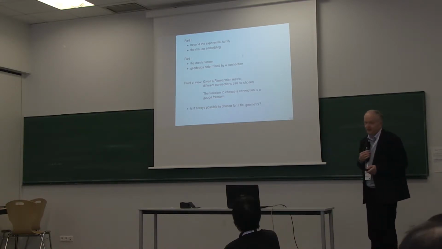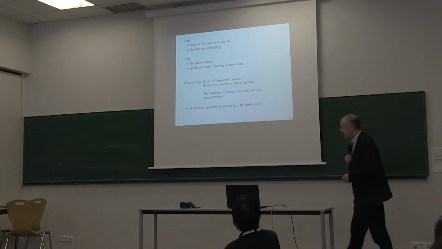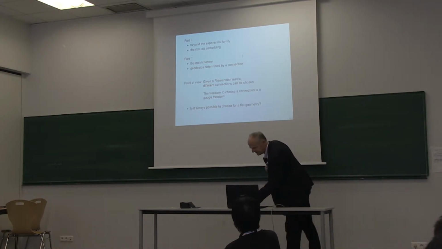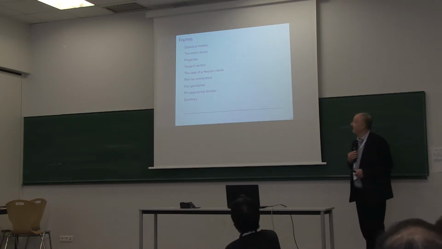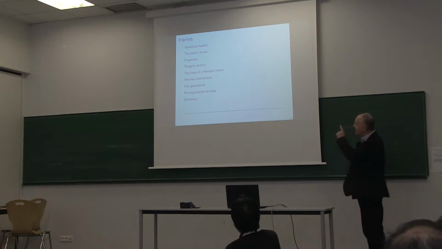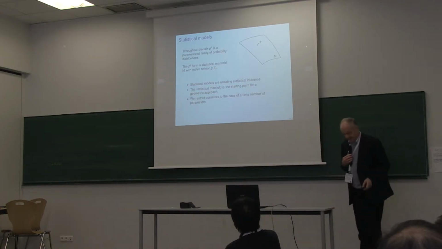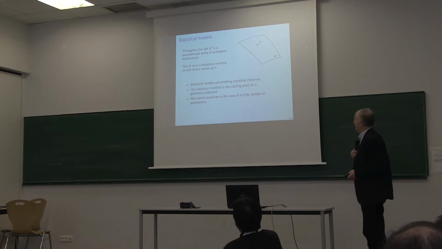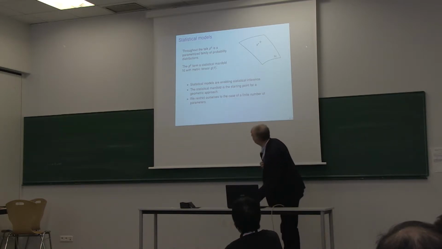And for example, you can pose yourself the question, is it always possible to choose for a flat geometry? And the answer is negative. So that's one thing I will come back upon. I have still 9 remaining transparencies, sheets. Each of them has a title, and you will see, so I hope I will not run out of time. Statistical models, okay, the importance is quite clear. So I will not say much about this.